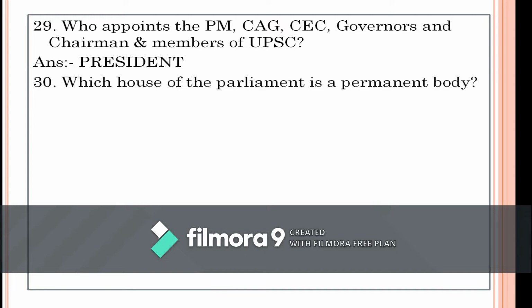Which house of the parliament is a permanent body? So permanent body means what? It is fixed. It never gets dissolved. Keep in mind, the answer will be the Rajya Sabha. The Rajya Sabha is the permanent body of the parliament. Keep in mind. And I will give one additional question regarding the Rajya Sabha. 2/3 of the members of the Rajya Sabha get retired, or there will be an election, each after 2 years.